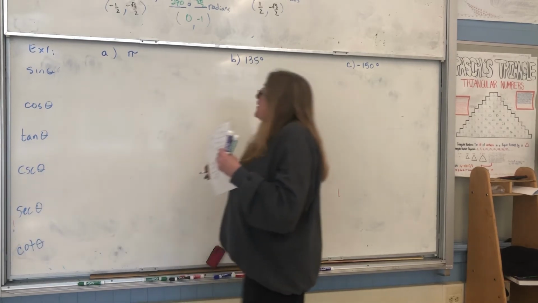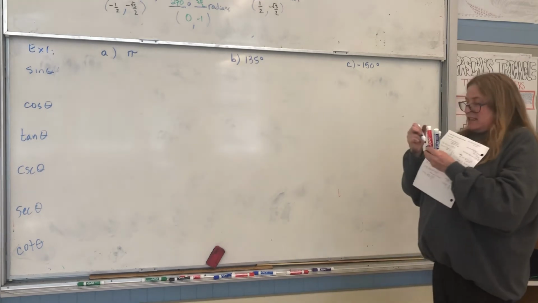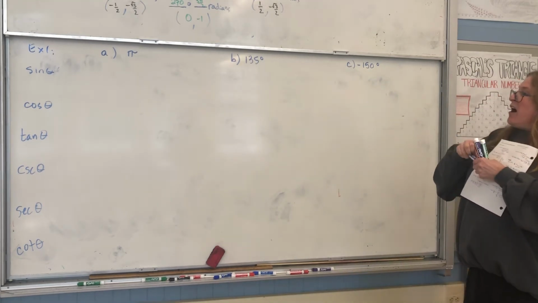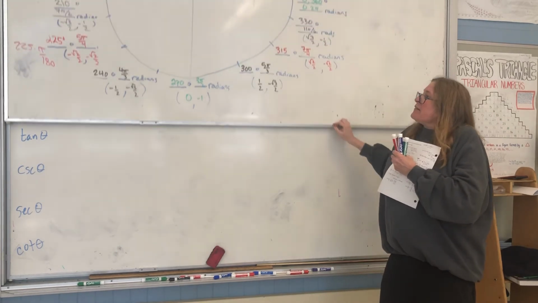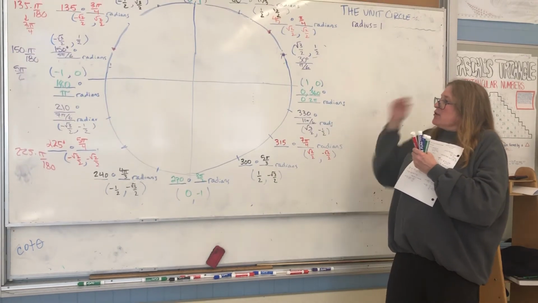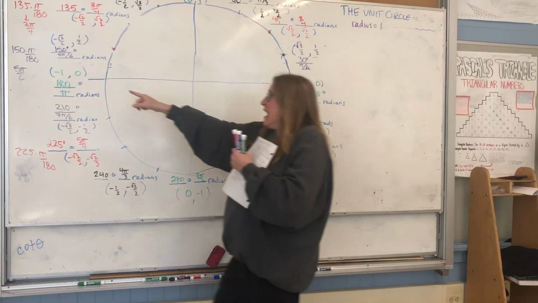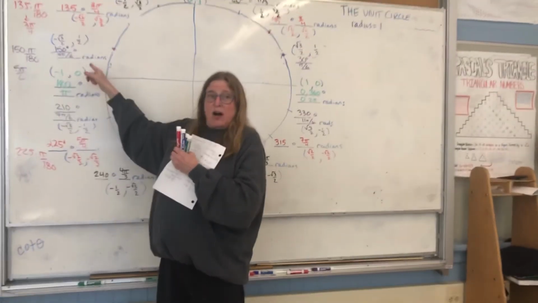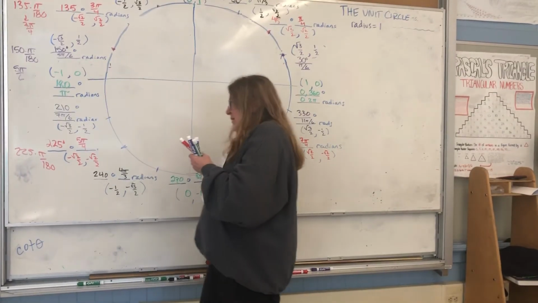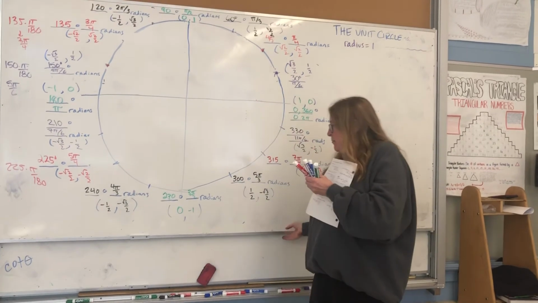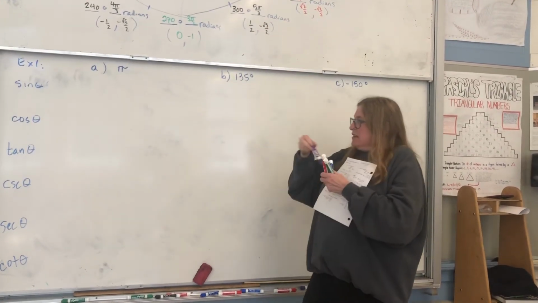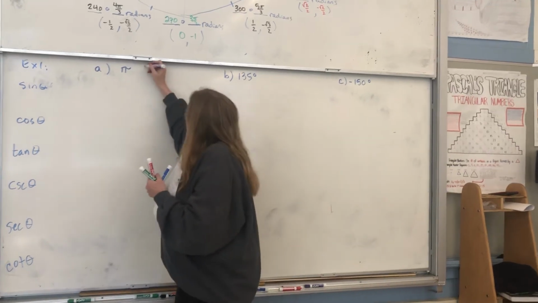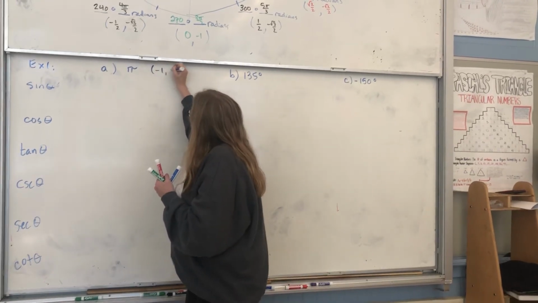Okay, so first they want me to find the sine of pi. Well, let's pull down our unit circle and let's locate pi. So pi right here, guys, is at -1, 0. So what I'm going to do when I go to do my problem, I'm going to put the coordinates up here because it just makes it easier for me to see. So pi is at -1, 0.